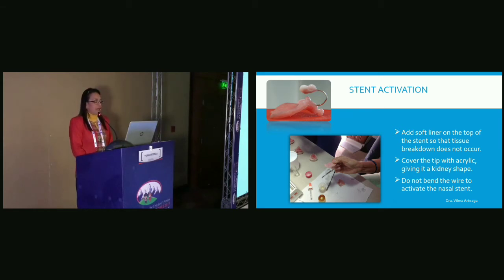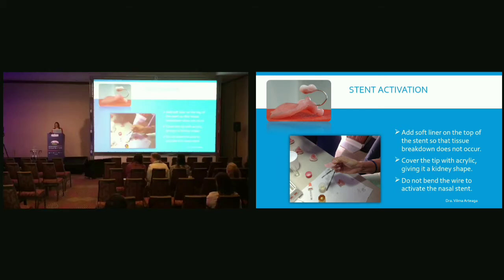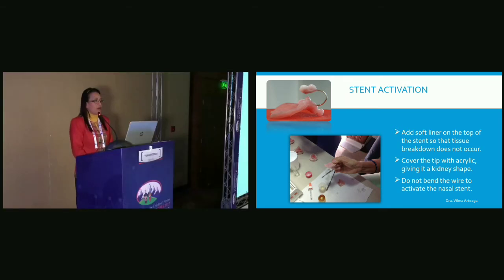So we add soft liner on the top of the stent, so that the tissue breakdown, as I said, does not occur. We cover the tip with acrylic, giving it a kidney shape every time. And do not bend the wire to activate the nasal stent. And that's important because once you bend, the wire loses its rebound motion and it hardens. And so it's not going to be as elastic to promote that intermittent touches to the alar cartilage.